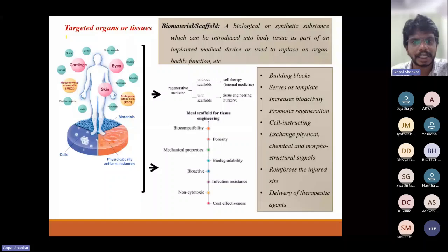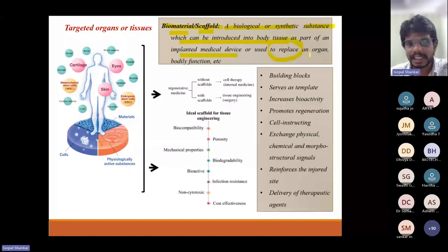And I have told you that tissue engineering runs on the principles of biomaterials or scaffold technology. So these two terms are the same, biomaterial and scaffold. So what is a biomaterial scaffold? It is basically a biological or a synthetic substance, it need not be only biological, it can be synthetic also, which is introduced into the body as a part of an implanted medical device, which is basically repairing or replacing an organ or a body function.